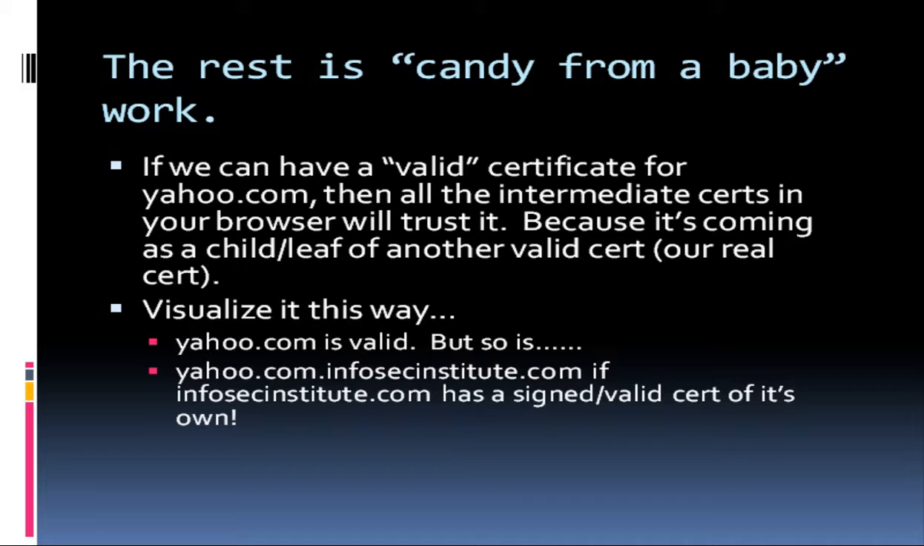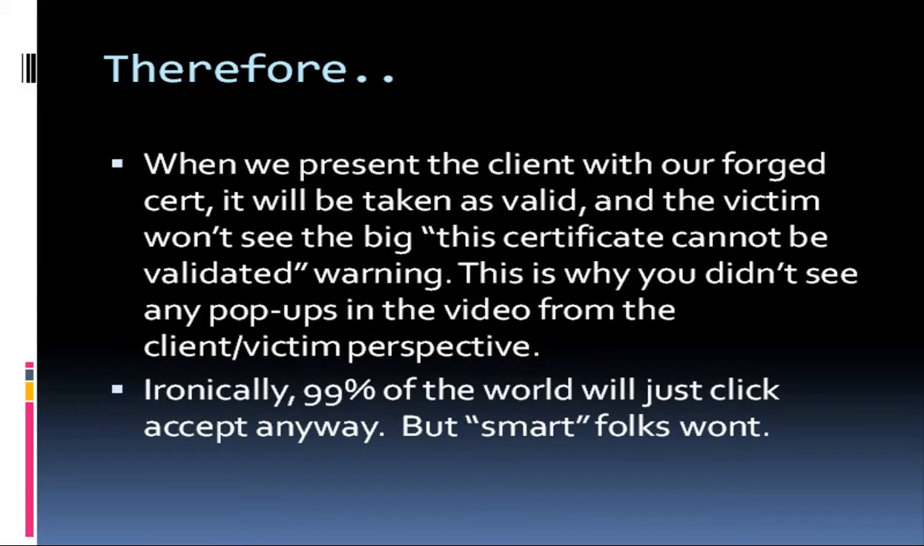Visualize it this way. Yahoo.com is valid, but so is yahoo.com.infosecinstitute.com if infosecinstitute.com has a signed and valid cert of its own. Now, therefore, we can present the client with our forged cert. It'll be taken as valid, and the victim won't see this "certificate cannot be validated" warning or any of those crazy messages that alert them to the fact that something's not quite right.